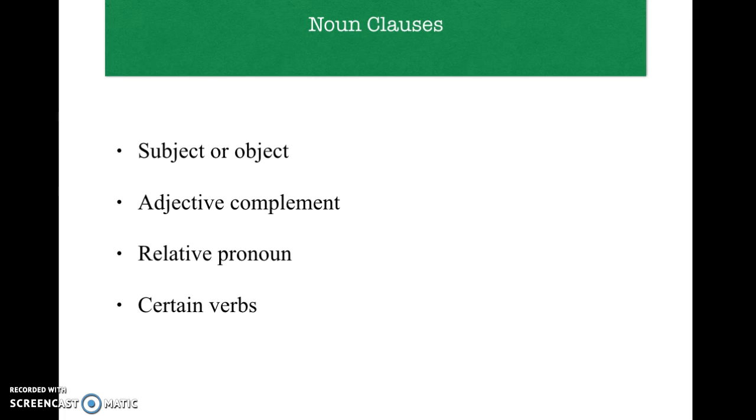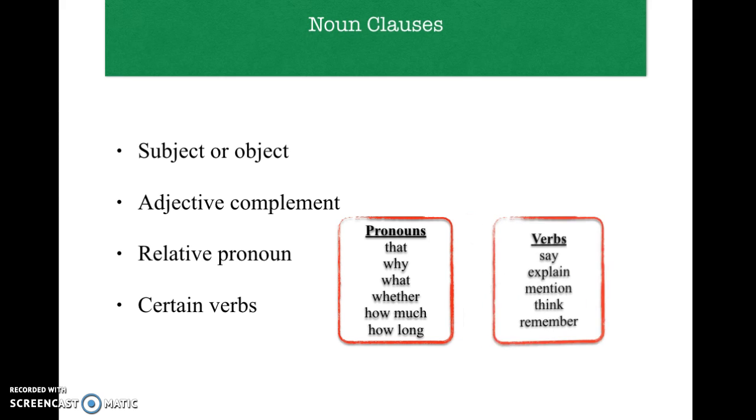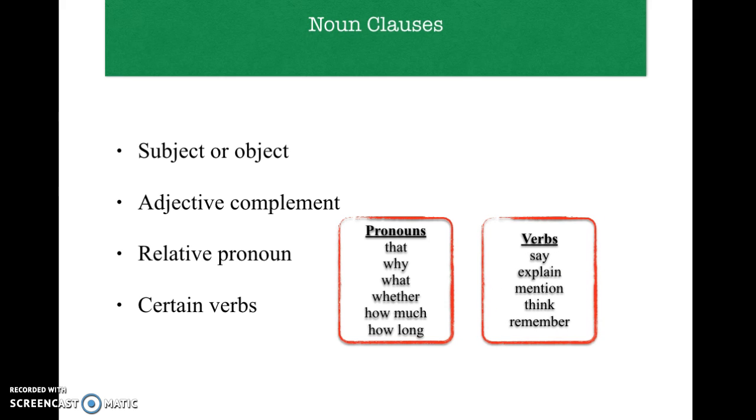They're identifiable very often by a relative pronoun. If you remember your relative pronouns, many noun clauses start with that. But we can also have why, what, whether, how much, how long, and a few others. And you can also associate them with certain verbs as well. So noun clauses very often follow say or explain or mention or think or remember.